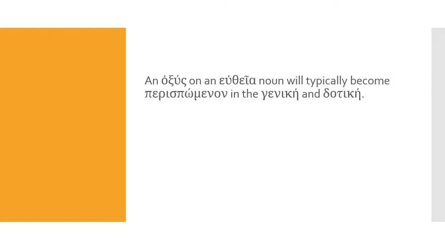An oxus, acute, on an ευθεία noun will typically become perispomenon in the genike and the dotike. What does that mean? What does that look like? Here we have adelpos, brother. The accent is oxus, it's sharp, acute, and it's on the Ultima.